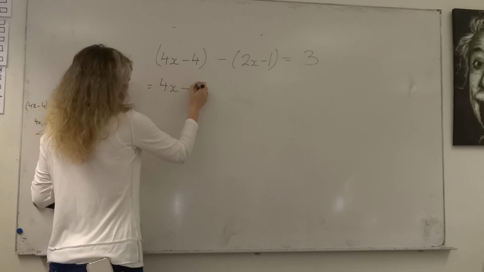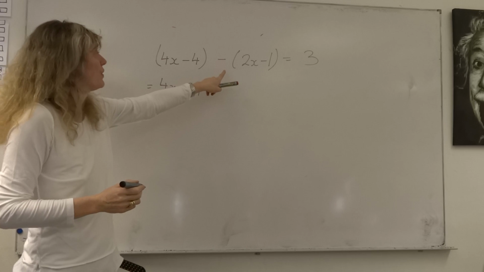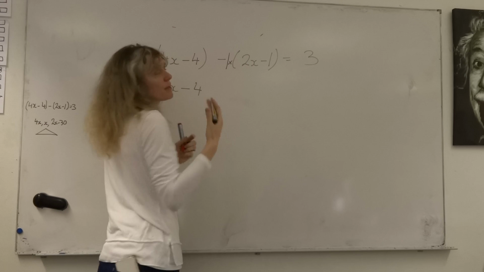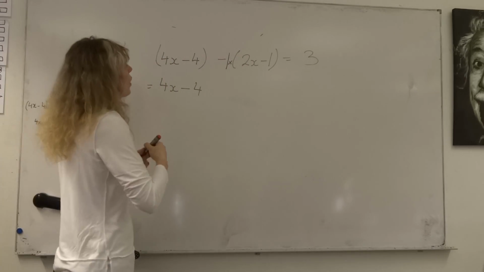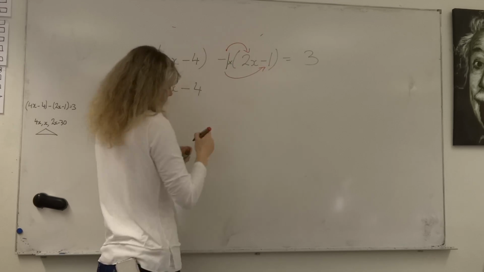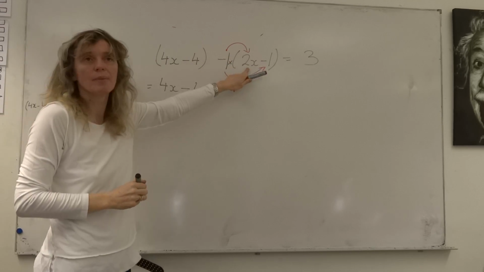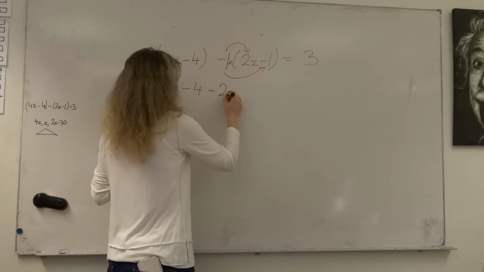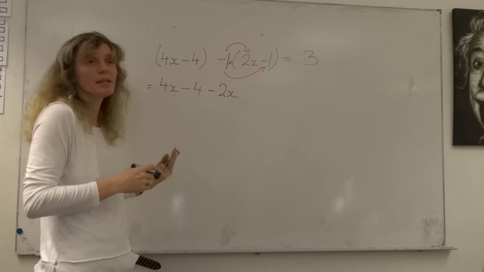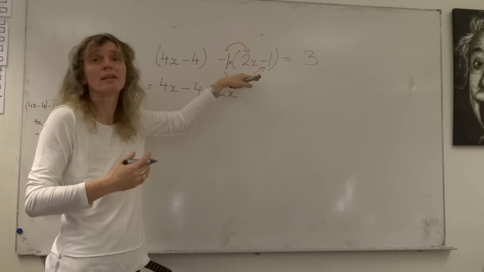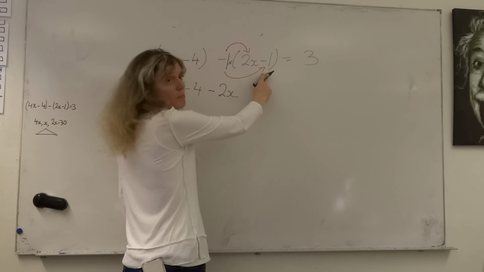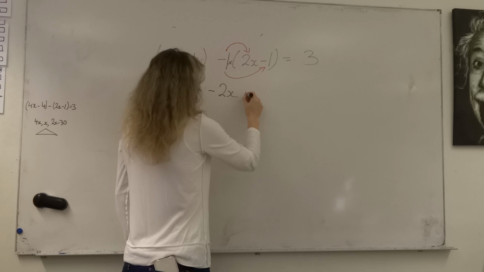So 4x minus 4. We can't do that with this one because there's a minus sign in front. So we have to think of it as being minus 1 times what's in the bracket. And we know the rules for whatever is outside the bracket multiplies by whatever is inside the bracket. Minus 1 multiplied by 2x will give us minus 2x. A minus times a plus is a minus. 1 times 2x is 2x. The next one. Minus 1 times minus 1. Minus times a minus is a plus.